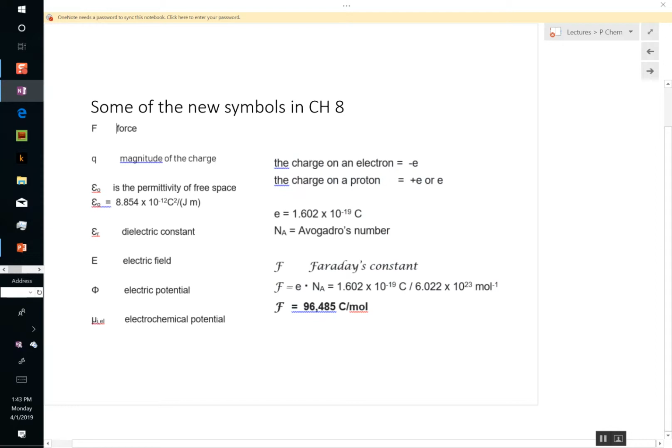When we started chapter 7, I paused. Remember, I wrote on the board, here's a whole bunch of symbols. You're going to have mole fraction in the solution, mole fractions in the vapor phase. Well, there's going to be a whole bunch of new symbols in chapter 8. And we're going to even use the letter F 2 different ways. The way you're familiar with it is force, and then a kind of a calligraphy or handwritten F, Faraday's constant.